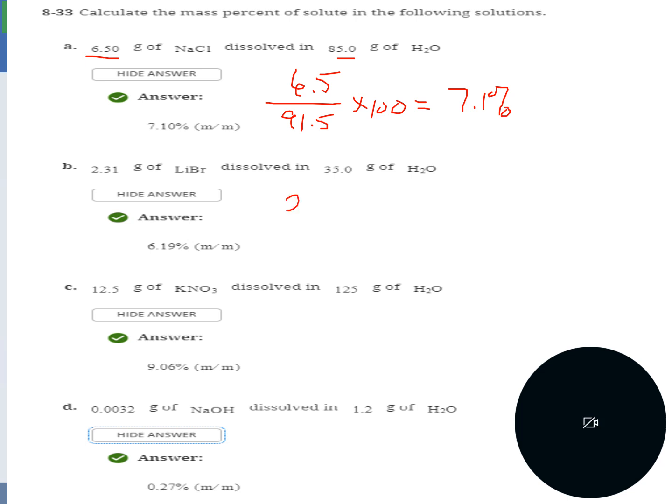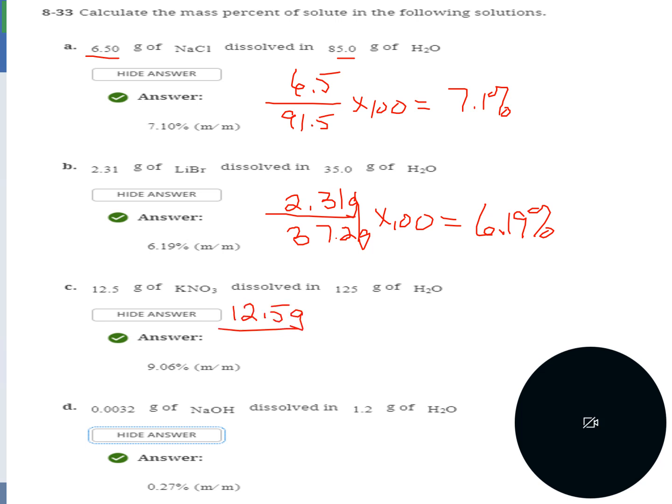Next one, you're going to do 2.31 grams. I should have put the units on the last one. Over 37.2 grams, and your grams will actually drop off, times 100, and you'll end up getting about 6.19%. Letter C, you're going to do 12.5 grams divided by the total mass of everything, which is 138 grams times 100, and you end up getting 9.06%.